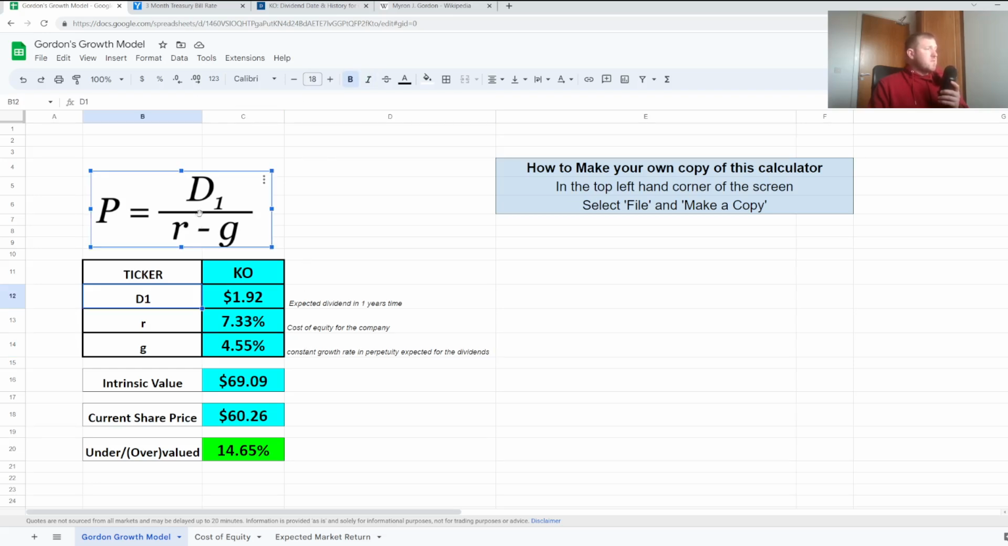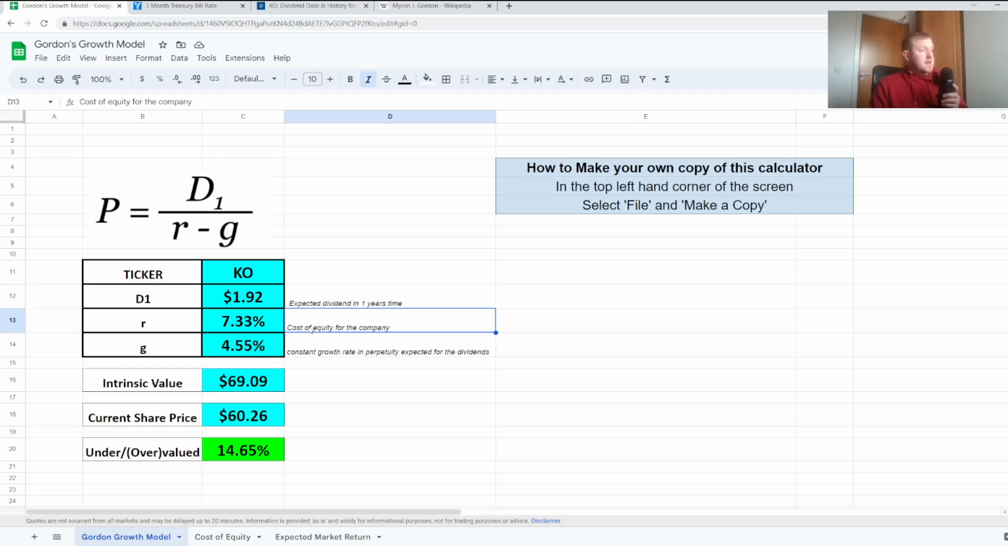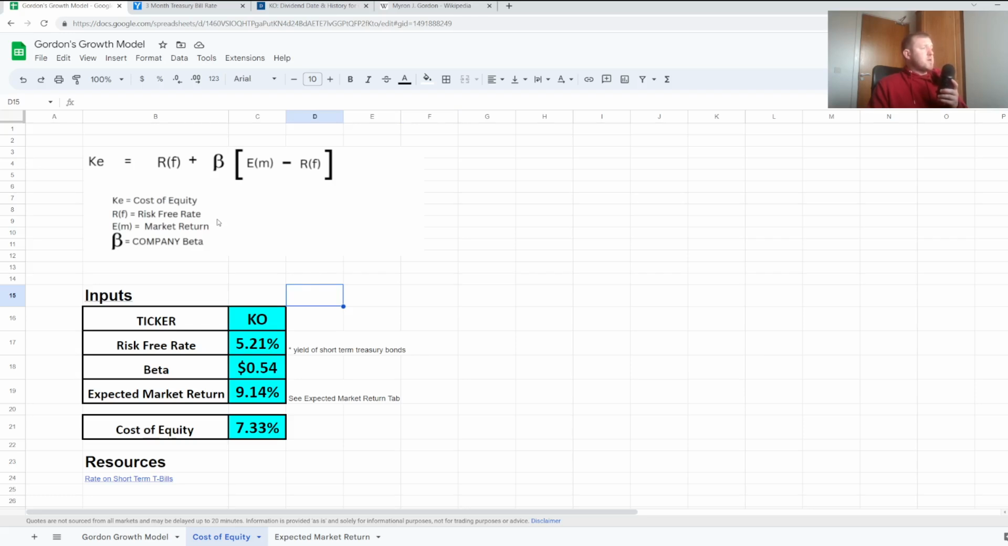So that's two of the inputs in this formula that we have already worked out. We worked out our D1, and down below the line here we have worked out our G, which is our growth rate in perpetuity for our dividends. But we still have to work out this R, and what this R is, is the cost of equity of the company. And there is a little bit more work involved in calculating this. To work out the cost of equity of the company, we can use the capital asset pricing model, which is CAPM for short.